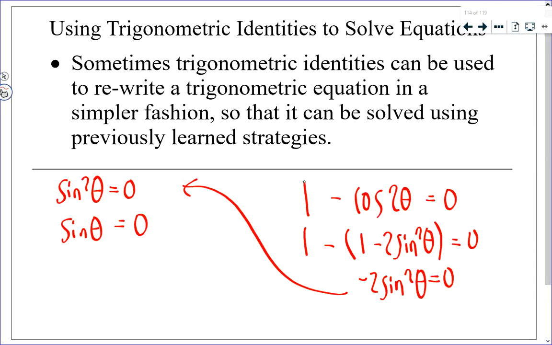And I know it's been a while for some of you since you've done this, but hopefully you remember that since sine of theta is the y-coordinate on the unit circle, you're talking about any two locations on the unit circle that are here or here. These are the locations that make that equation true. So solutions would be 0, pi, 2 pi, negative pi, and in general, multiples of pi.